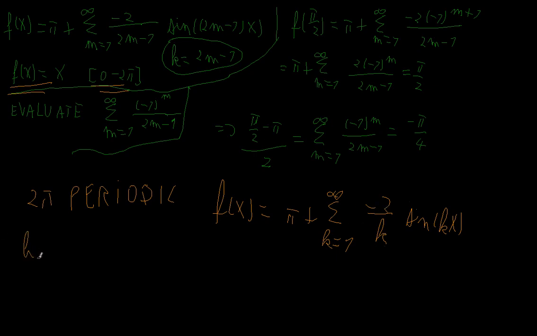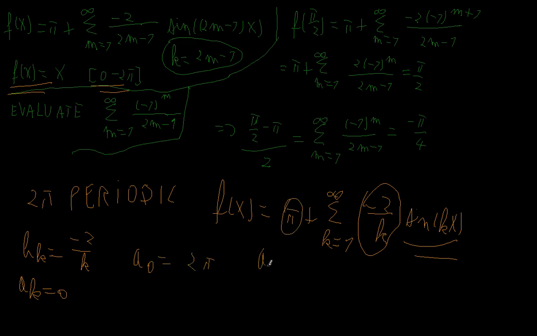So the b sub k's are equal to minus 2 over k, so those are the coefficients in front of the sine of kx. The a sub k's are 0, that's why you have no cosine of kx, but simply a sine of kx. And the period is equal to 2 pi. And this pi here is simply a sub 0 over 2, so we have 2 pi over 2, and so we have simply pi.